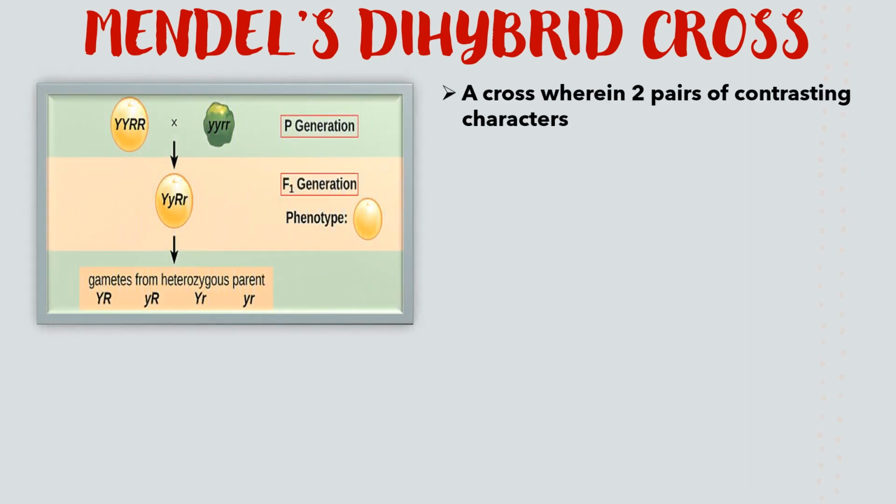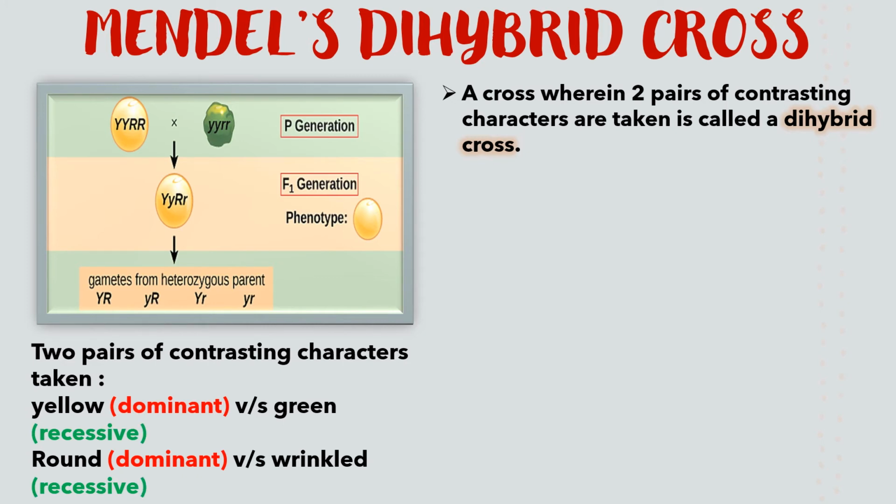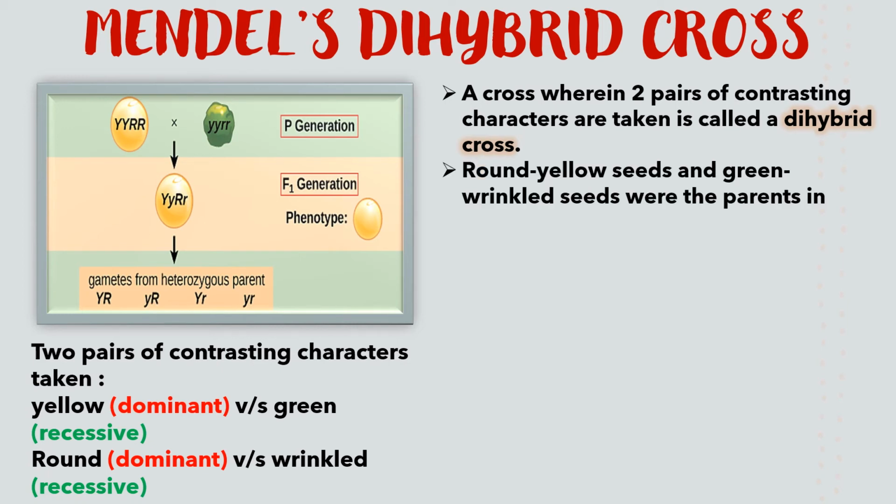Coming to the dihybrid. Now, a cross where two pairs of contrasting characters are taken is called a dihybrid. Now, the two pairs of contrasting characters taken are yellow dominant versus green recessive, and round, which will be the dominant, versus the wrinkled seed, which is the recessive. Now, the P1 generation or the parental generation consisted of round yellow seeds, dominant, and green wrinkled seeds, which were recessive.